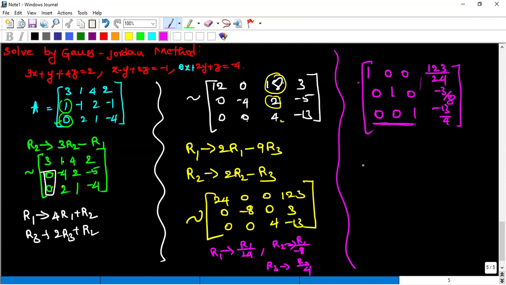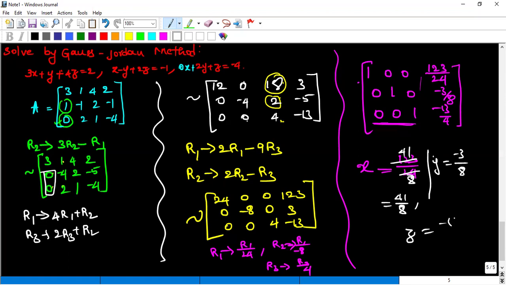Then x is nothing but 123 divided by 24. We can cancel this with 3: 3 8s are 24, 3 4s are 12, 3 1s are 3. So we will get 41 by 8. Then what is the y value? Y is minus 3 by 8. We can't change it because they are co-primes. Z is minus 13 by 4. And this is how we find the x, y, z values using the Gauss-Jordan method.